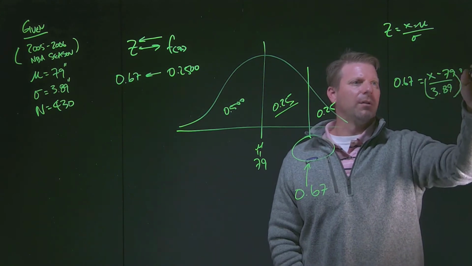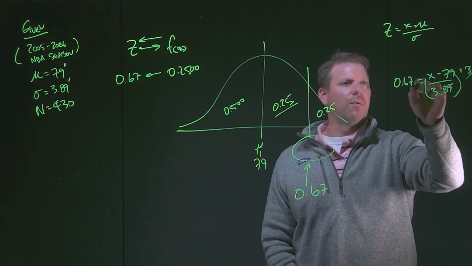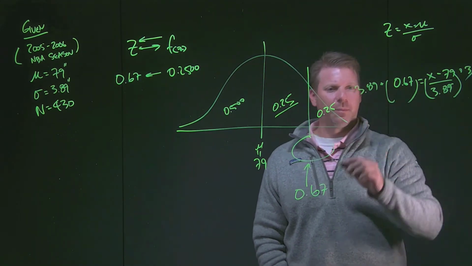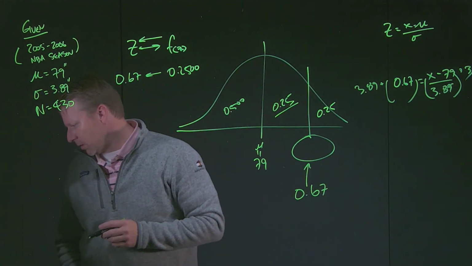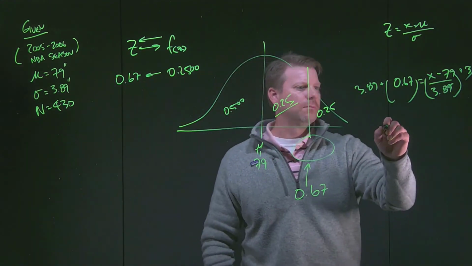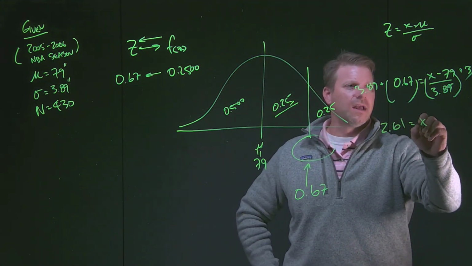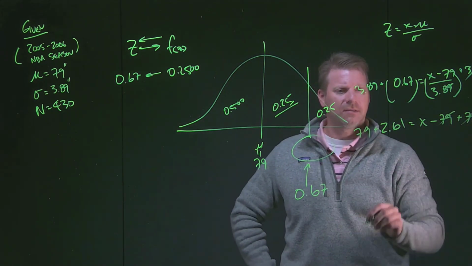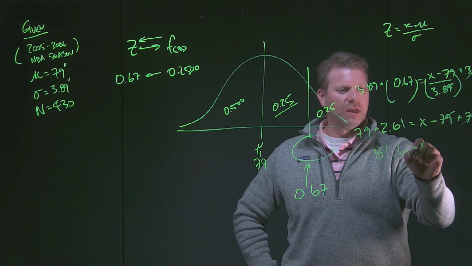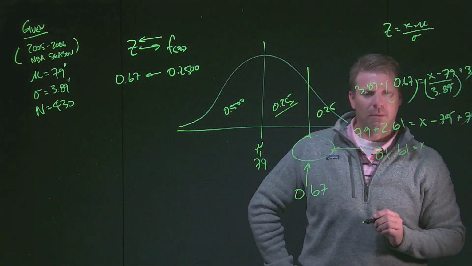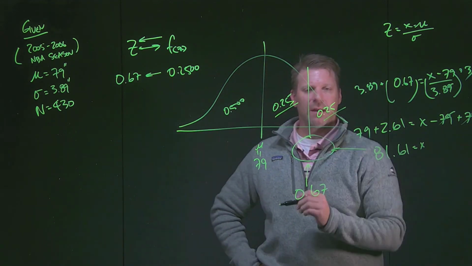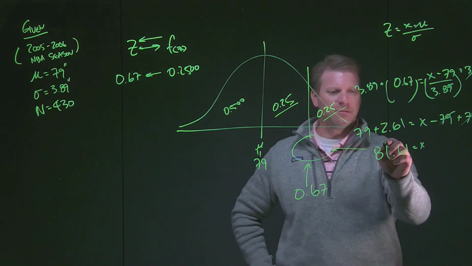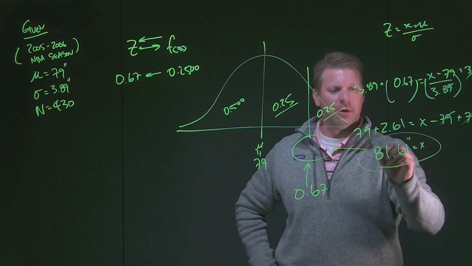As we simplify this formula, I'm going to multiply each side of the equation times 3.89. 3.89 times 0.67 gets us to right around 2.61. So 2.61 equals X minus 79. Let's get rid of that 79 and isolate X. 81.61 equals X. The height of NBA basketball players that separates the top quartile, or the 75th percentile on height, ends up being right around 82 inches.